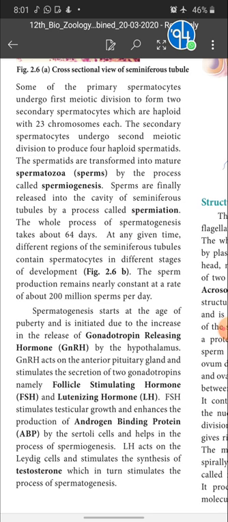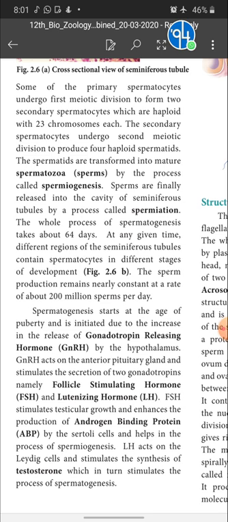The spermatids are transformed into spermatozoa or sperm by the process called spermiogenesis. Please bracket it, spermiogenesis. Sperms are finally released into the cavity of the seminiferous tubule by a process called spermiation. So, sperms are finally released into the cavity of the seminiferous tubule and this process is called spermiation. Please bracket it, spermiation.